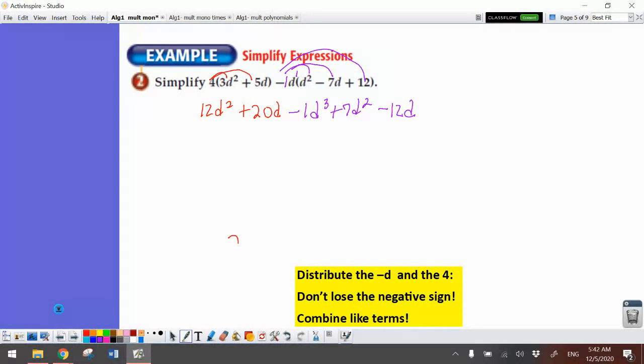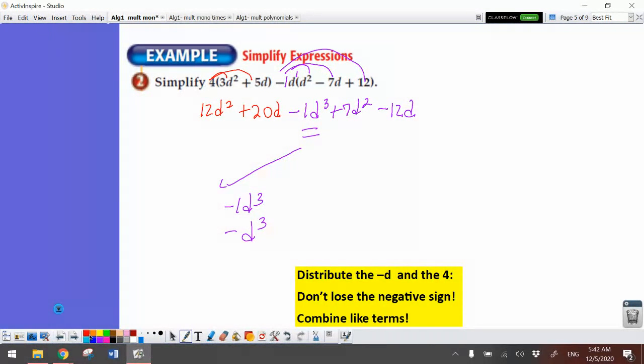Okay, we're not done. We need to put these in standard form and combine like terms. So who's going to be first? Well, I see that I have a d cubed, so obviously that is the largest. So I can go ahead and write that out with a 1d cubed. Remember, that can also just be d cubed. So either one of those will work.